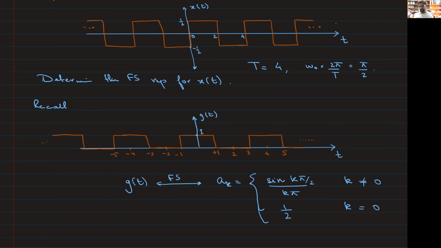I know that already. I don't need to compute the Fourier series coefficients from scratch for x of t. Why don't I just try to relate x of t with g of t and then just apply the properties of Fourier series coefficients to make my life easy? So Omar says g of t equals x of t plus 1.